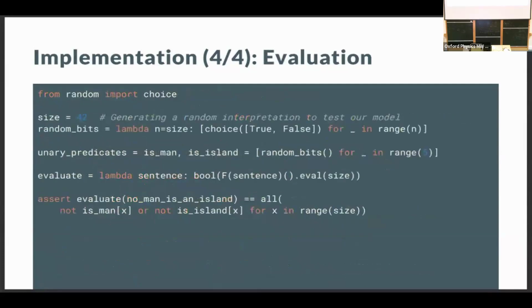And now you generate some random bits to evaluate the model. And what does it mean to evaluate it? Well, you take the sentence, apply the functor, evaluate the results. So you get now a diagram, and you evaluate this diagram in your model. And now you can check that evaluating "no man is an island" gives the same as "for all x, not is man or not is island" for x in your universe.